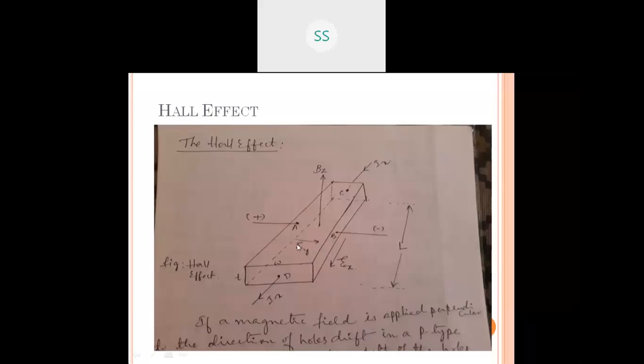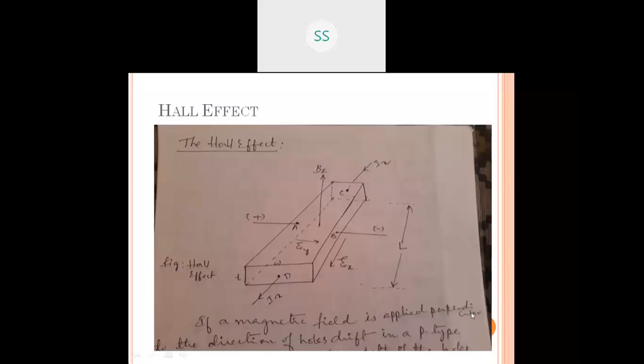Now here there are other elements also, like Ex is the x component of the applied electric field, Ey is the y component of the applied electric field, and Bz is the magnetic field in the z direction, and Ix represents the direction of the current in the x direction. So now with this setup, assume that a magnetic field is applied perpendicular to the semiconductor bar as shown in the figure. Therefore Z is the perpendicular direction, and Bz represents the magnetic field.